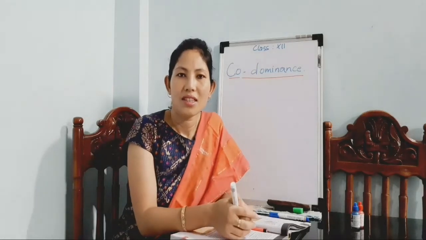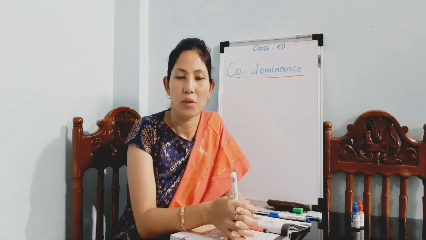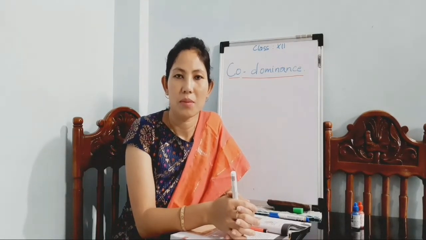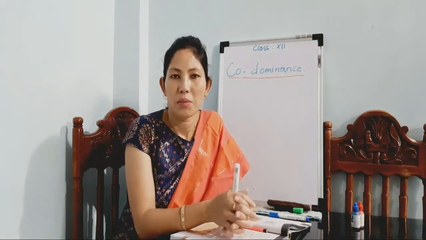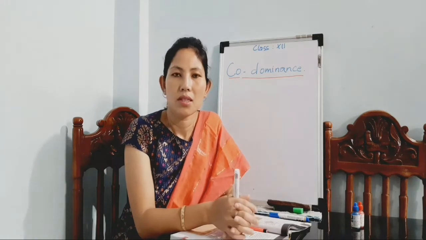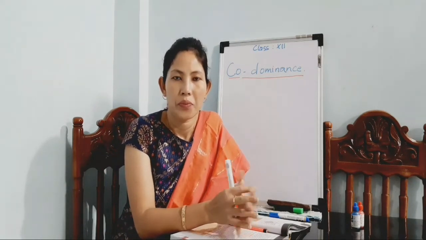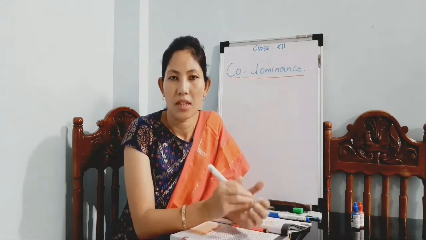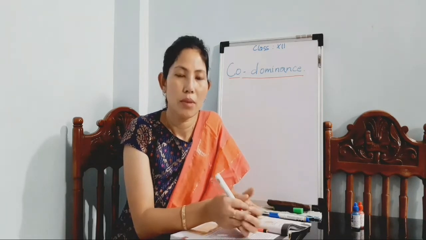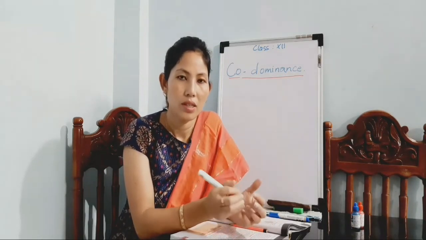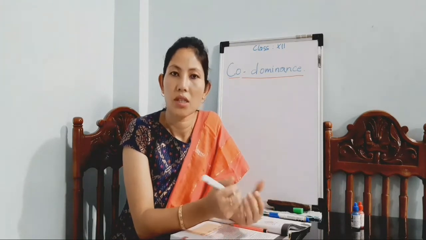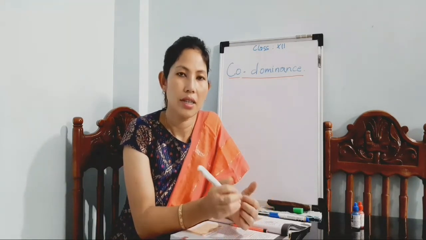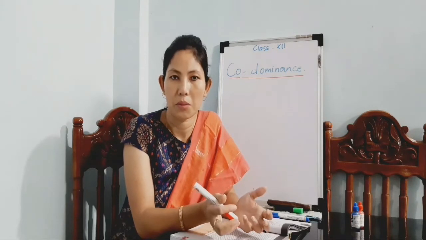Hello dear students, in this video we are going to discuss the topic codominance from the chapter Principle of Inheritance and Variation. In my previous video we discussed incomplete dominance. Incomplete dominance and codominance are exceptions to Mendel's law of inheritance, where he states that characters are controlled by discrete units which are in pairs and they are segregated during gamete formation.